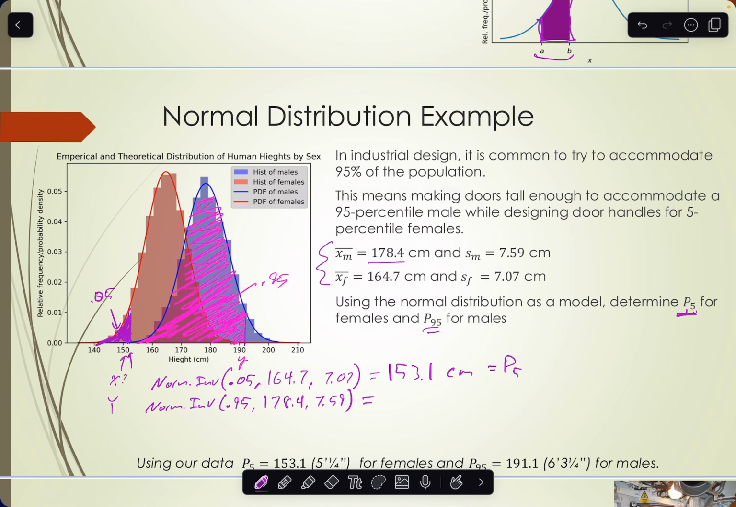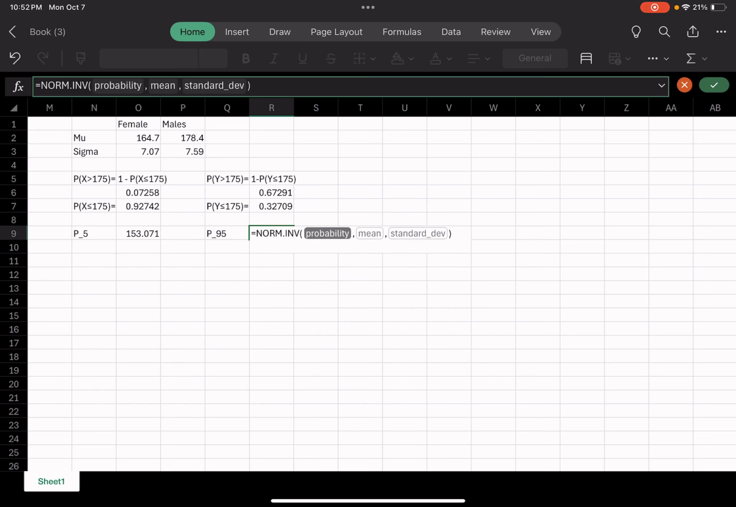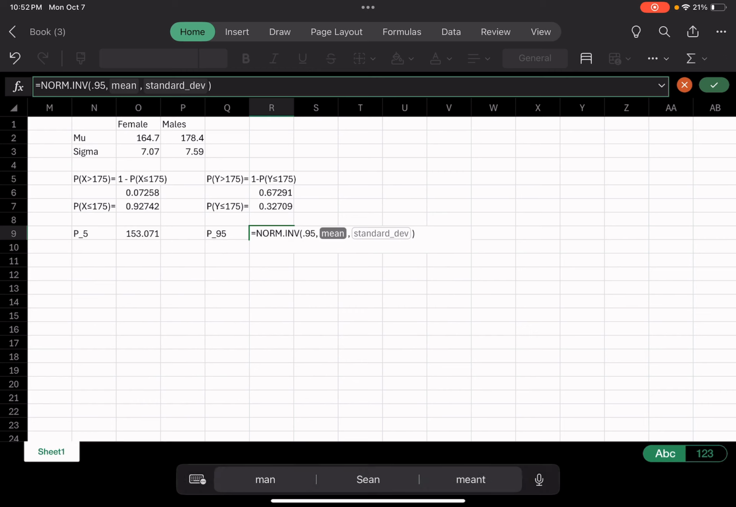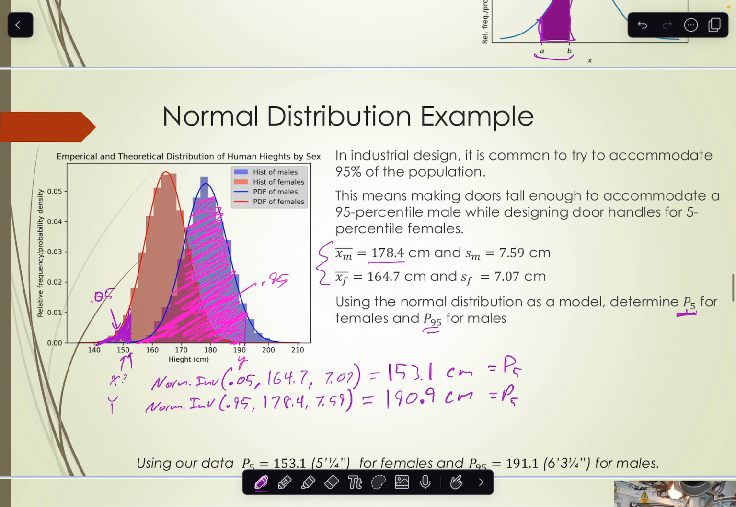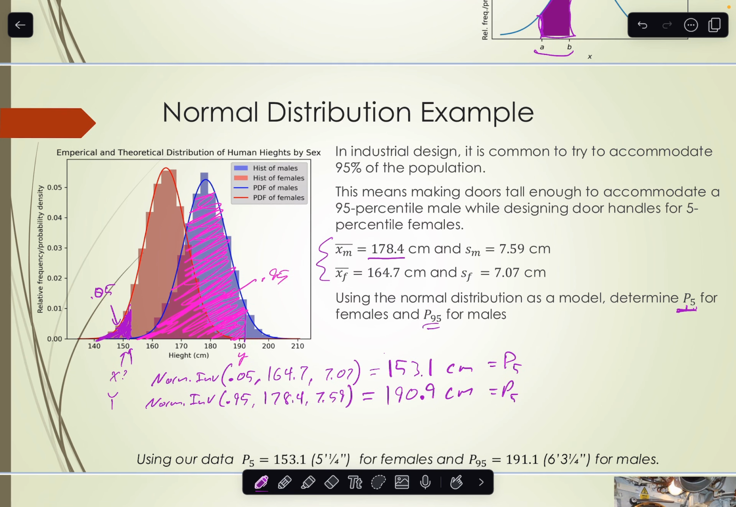For the males, norm.inv, probability is 0.95. The mean is that, and the standard deviation is sigma. Enter, and I get 190.9 centimeters if I round to the nearest tenth. All right. So there's the heights that we need to consider. We need to make the door handles high enough to accommodate somebody of height 153.1 centimeters, and we want to make the threshold high enough for somebody that's 190.9 centimeters.